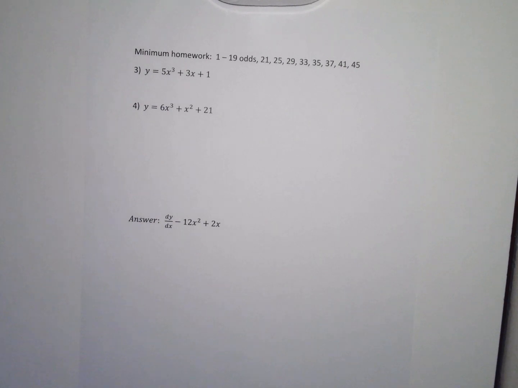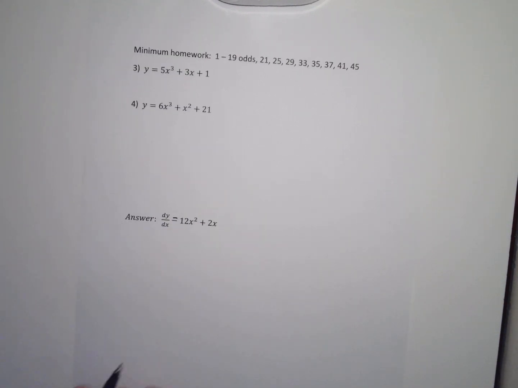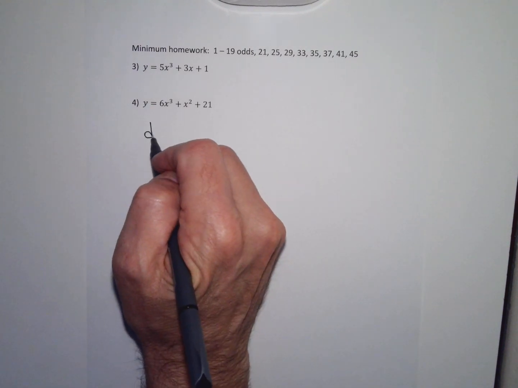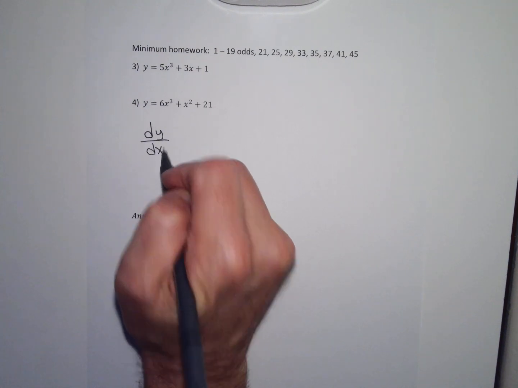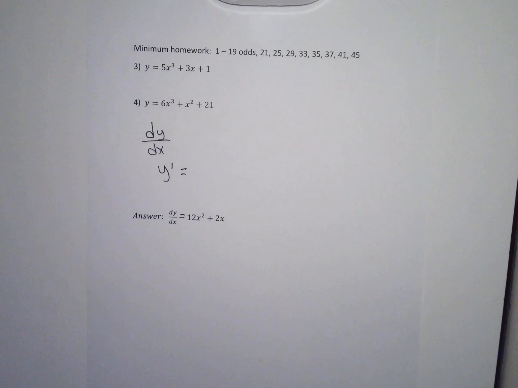Number 4 is a simple example as well. I'm going to do the derivative of each term, get the derivative, which I could write in the dy dx form, or to the left of the equal sign, I can write y prime. I usually write this prime, it's just easier to write. And let me do this in my head.